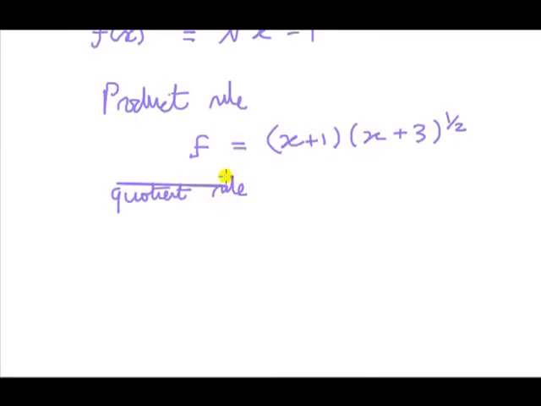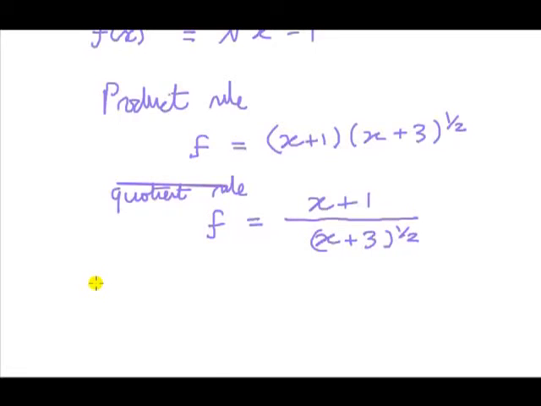We have the quotient rule. The quotient rule is to deal with cases where we've got fractions. So something, say x plus 1, divided by something else, both of which involve the input variable, x here. And there is a formula to deal with this.